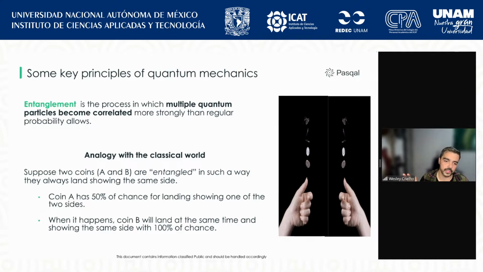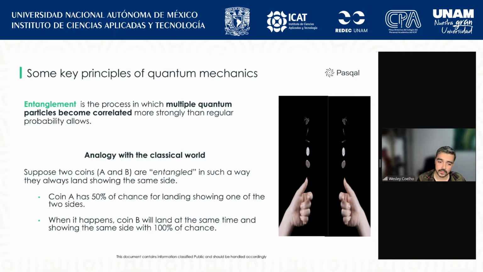So let's try to do it with the flipping coins again. Now we have two flipping coins, A and B, and they are entangled in such a way that every time the coin A shows heads, the coin B will do the same. And the other way around as well. Every time that A shows the other face, like tails, the coin B will show the exact same face when it's landed back in your hand. So when you flip the coin A, it will be in a superposition of 50% chance of being heads or 50% of being tails.